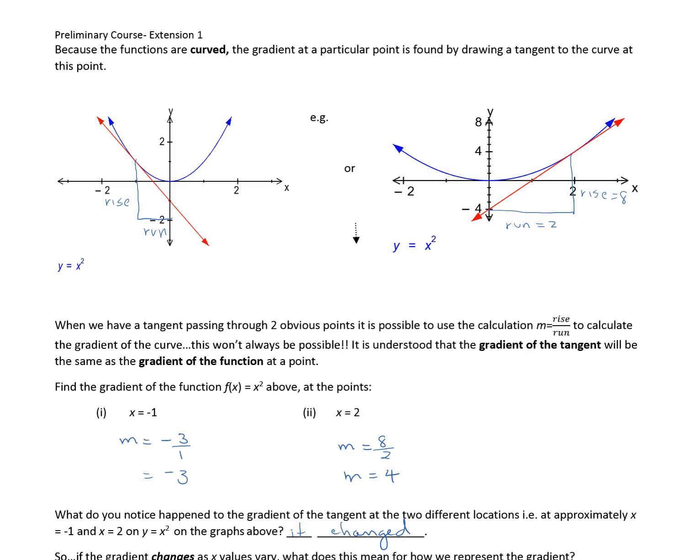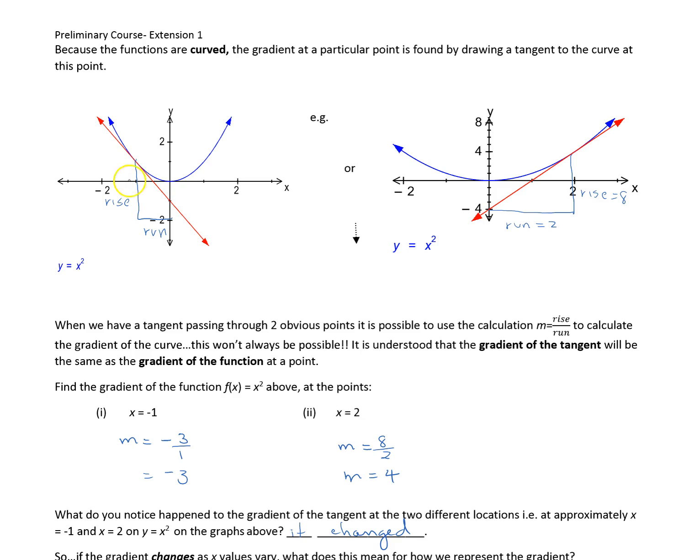In this video, I'm going to focus a bit more on the fact that the gradient changes and then the implications of the fact that the gradient changes. What does that mean for the way we express the gradient or the way that we actually calculate the gradient if it's going to keep changing?